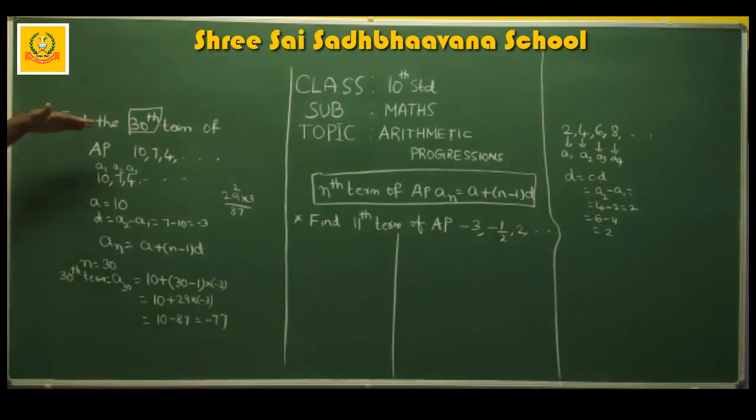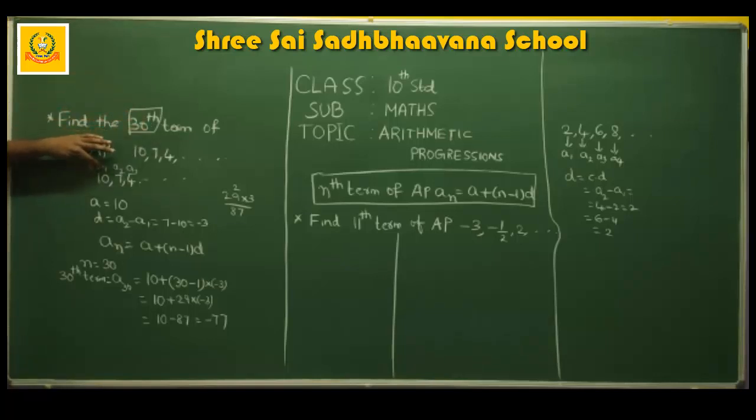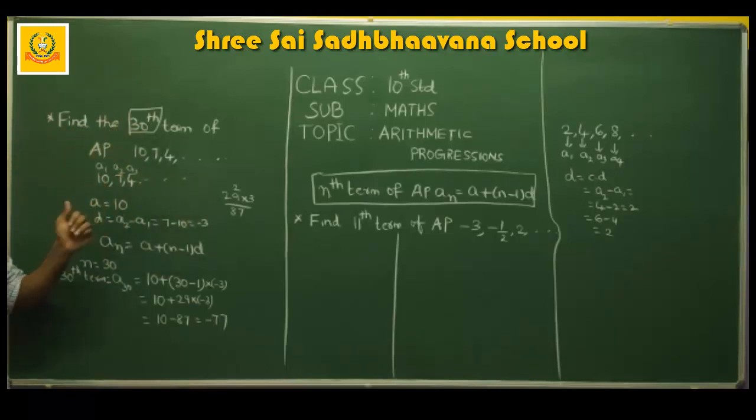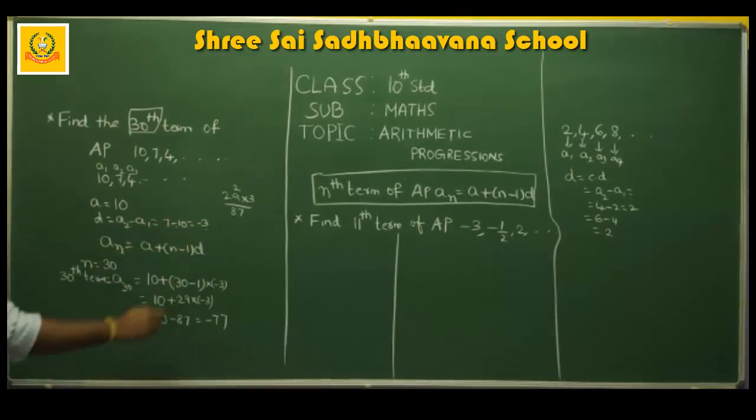So what will be the 30th term here? Minus 77. I'll just repeat once again. We consider the sequence as 10, 7, 4 and so on. So first term is A1, the second term A2, third term is A3 and so on. Here first term we consider as, you can take even first term as A. So first term is 10. Next D is common difference, the difference between second term and first term. So 7 minus 10 is minus 3.